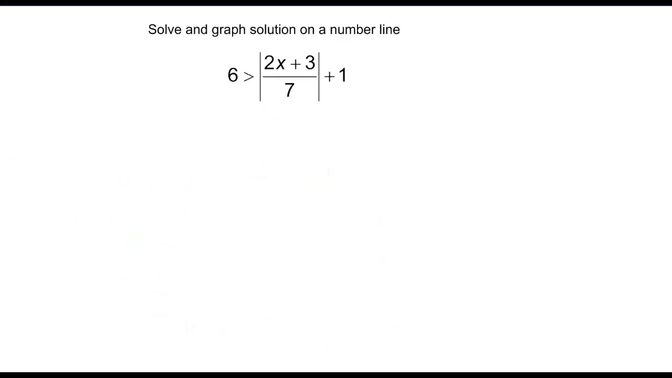This problem is a little more complex because I've got this 1 added to the absolute value. Remember, we have to isolate the absolute value first. And notice we're going to have to deal with this fraction afterwards. So I'm going to subtract 1 from both sides so I can get an isolation. I have 5 and then the absolute value of 2x plus 3 over 7. So now if we look at this problem, it says 5 is greater than or equal to.